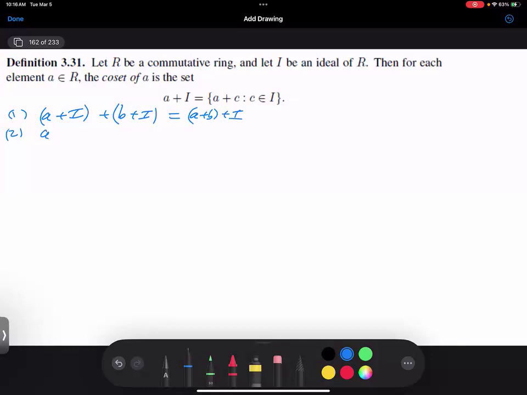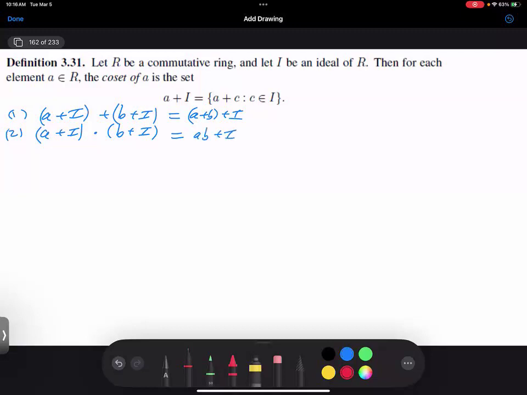And for multiplication, if you have a plus I and you multiply by b plus I, what would you like that to be? ab plus I.